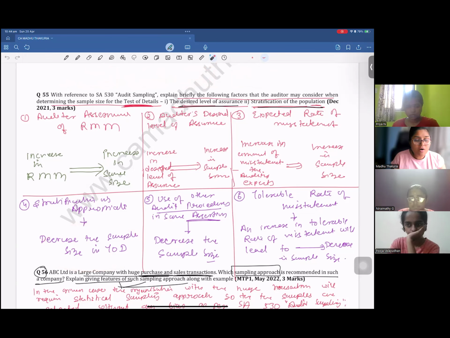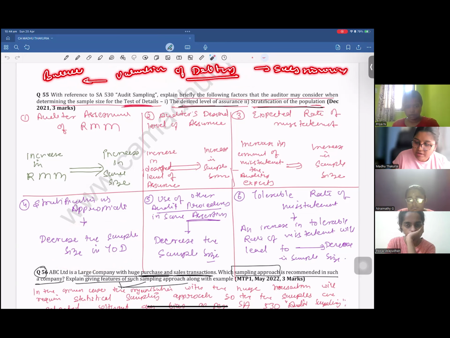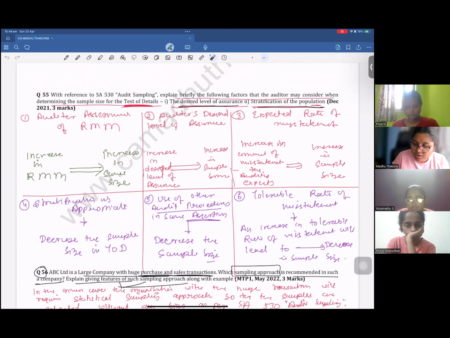Then there is the use of other audit procedures. For example, you are testing the valuation of debtors, so you are already obtaining balance confirmations. You are already checking some of the sales invoices. So when you are already applying multiple procedures for the valuation of debtors, you don't need to increase your sample size for test of details. You can have a smaller sample and perform other audit procedures as well.